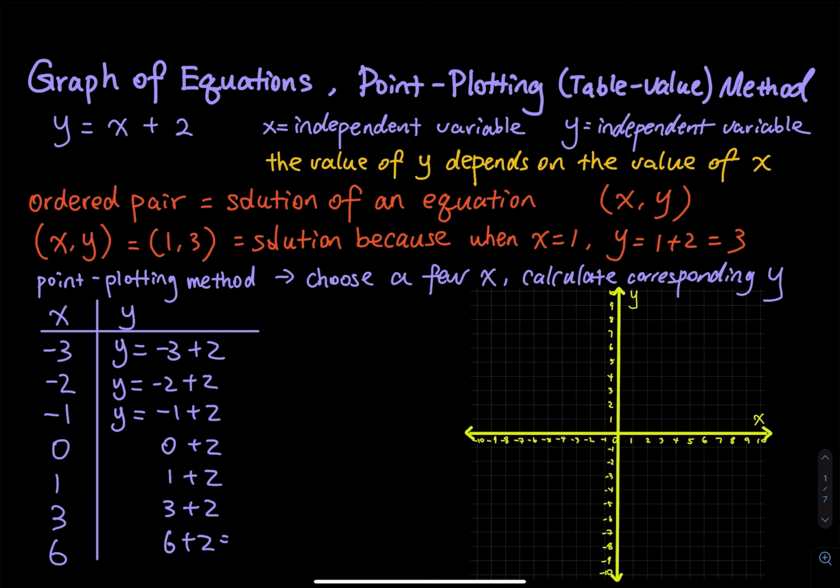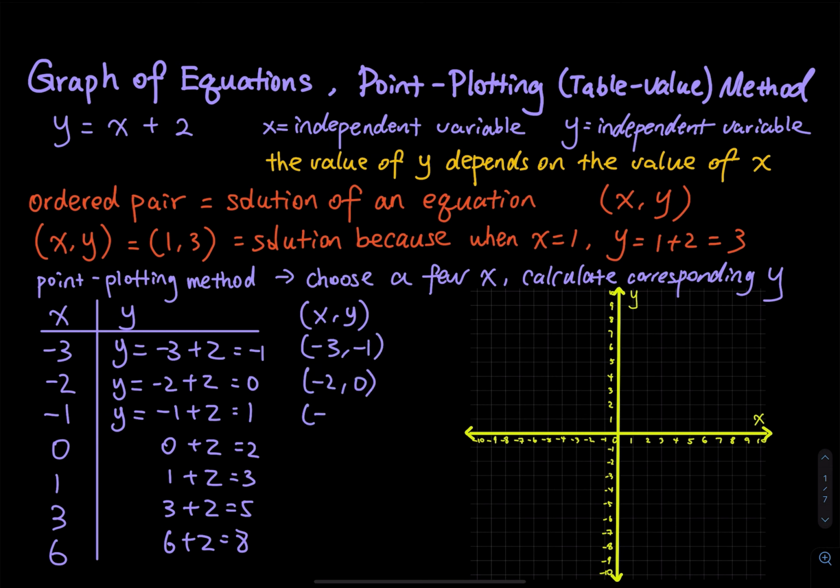So that is equal to 8. This is a 5. This is a 3. This is a 2. This is 1, this is a 0, and then this is a -1. All right, and then we have the x, and then we have the corresponding y. So when x equals -3, the corresponding y value is -1, and therefore you can draw your ordered pairs x comma y. So we have -3 comma -1, -2 comma 0, -1 comma 1, and then 0 comma 2, and then 1 comma 3, and then 3 comma 5, and then 6 comma 8.